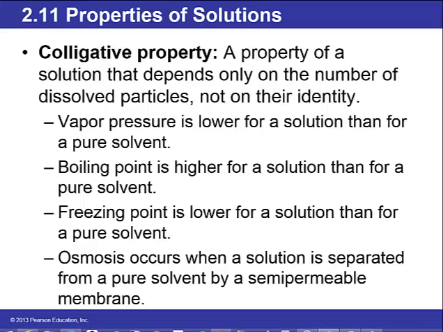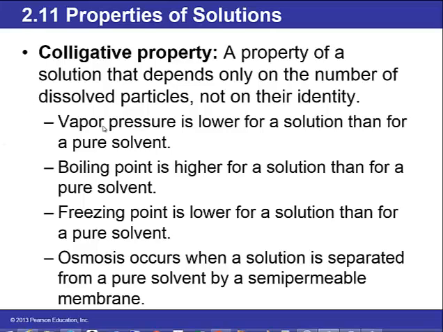So the last section in our solutions chapter that we want to talk about are colligative properties. Colligative properties are a property of a solution that depends only on the number of dissolved particles in the solution, not on the identity of the particles. So colligative properties would include things like vapor pressure, the boiling point of a solution, the freezing point of a solution, and whether or not osmosis, or the movement of water, is going to occur across a semi-permeable membrane.